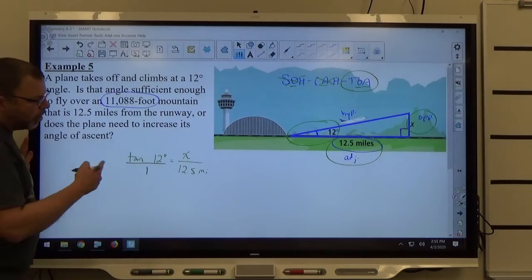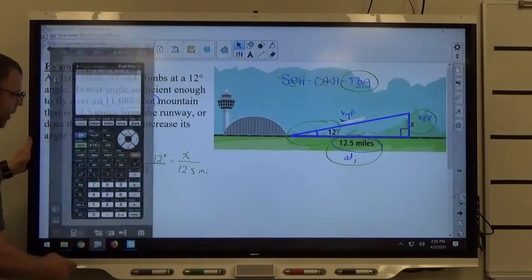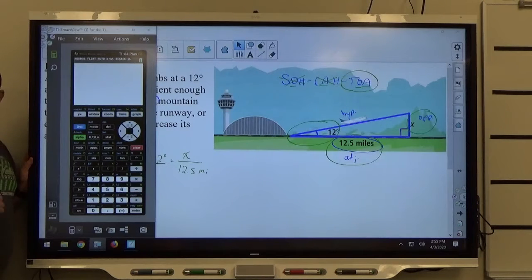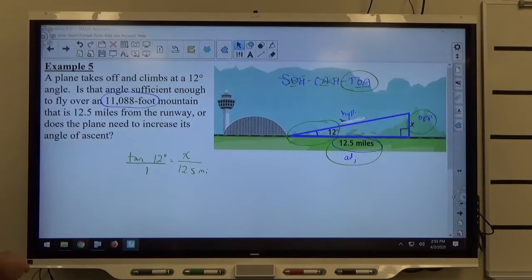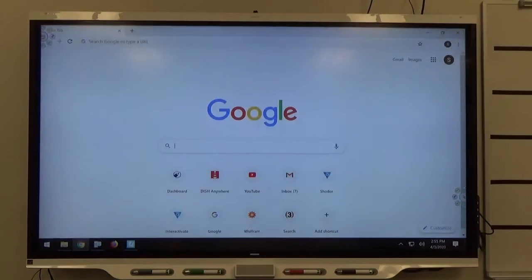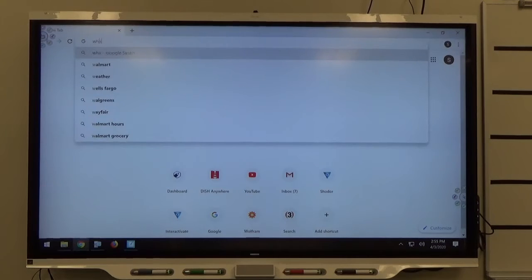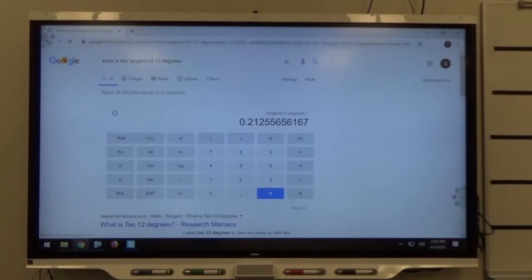One other thing I want to do, though, is instead of having tangent of 12 degrees, I want to refer to my calculator. And with you guys at home, you might be using your computer for a calculator. You might have your own calculator. Let me actually just go to Google here and do this, because everybody has Google. You just search Google and say, what is the tangent of 12 degrees? And it'll spit out the answer.